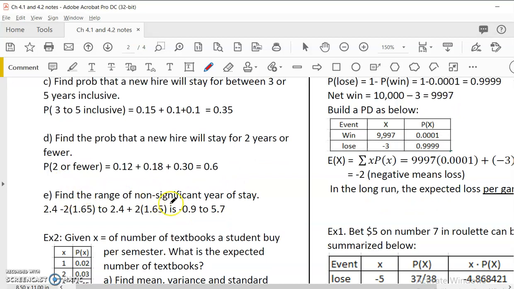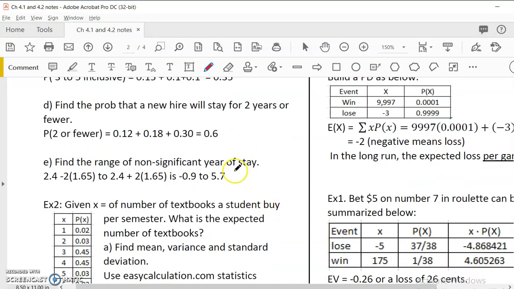And then part E is to find the range of non-significant years of stay. So what is the year of stay that is not surprising? Not surprising would be 2.4 minus 2 standard deviations and plus 2 standard deviations. I'm going to draw the number line so you can visualize it. On average it is 2.4, but 2 standard deviations is 2 times 1.65. It turns out it is 0.09 to 5.7.